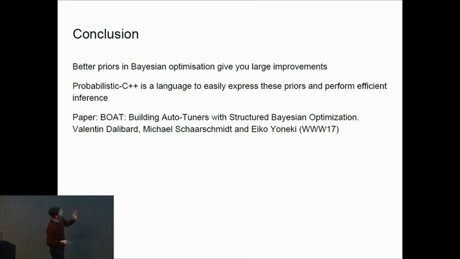Probabilistic-C++, of which I introduced a few concepts, is a language to express these better priors, and it was engineered to be well suited to Bayesian optimization and to make it easy to express the kind of priors we want in this context.